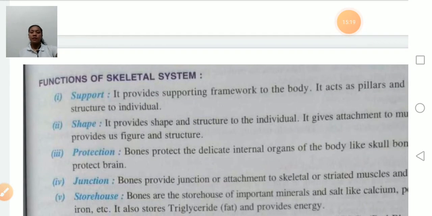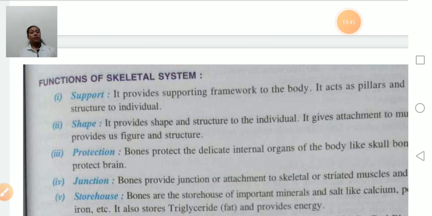The first function is support. It provides the framework and structure to the body. It acts as a pillar and structure to the individual. It provides you structure and shape to the body, and also protects.